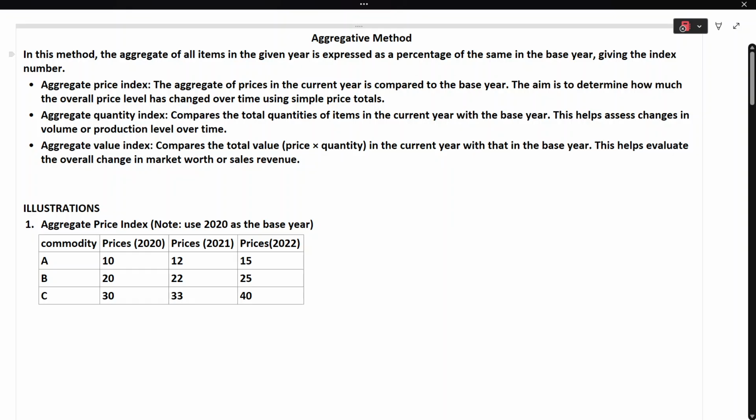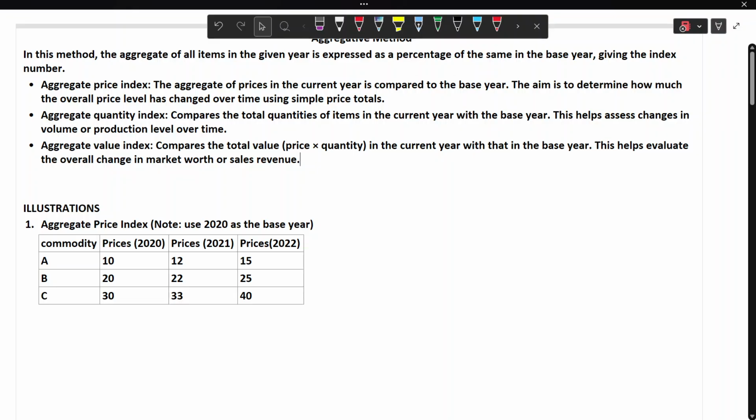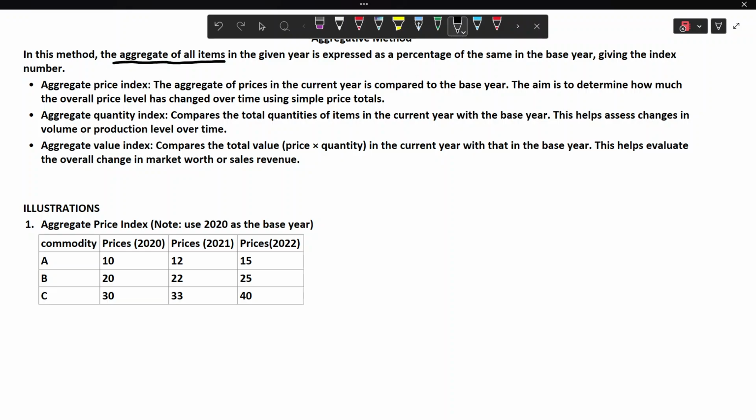So in this method, the aggregate. When we say aggregate, we are looking at a summation. So in this method, the aggregate of all items in a given year is expressed as a percentage of the same item in the base year, given the index number. Under the aggregative method, we're going to look at the aggregate price index, the aggregate quantity index, and aggregate value index.